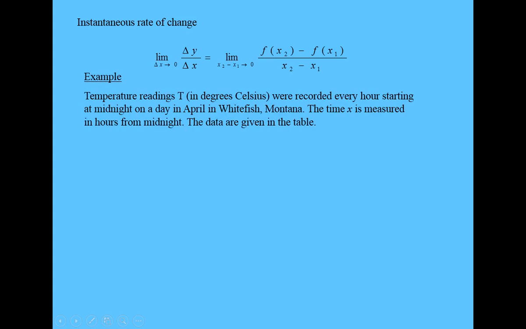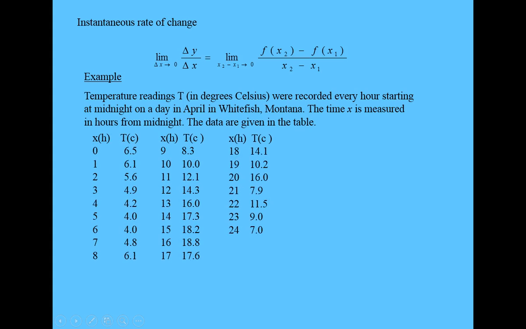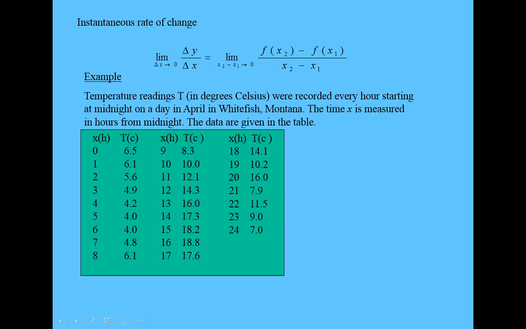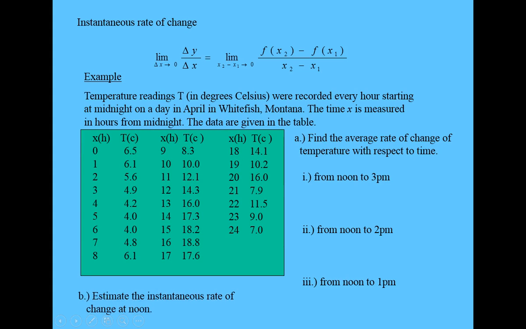An example: temperature readings in Celsius were recorded every hour starting at midnight on a day in April in Whitefish, Montana. The time x is measured in hours from midnight. The data are given in the table. So we are given a table of values. Find the average rate of change of temperature with respect to time.